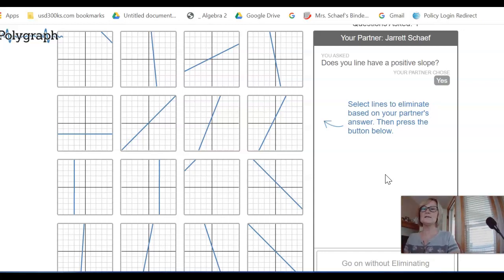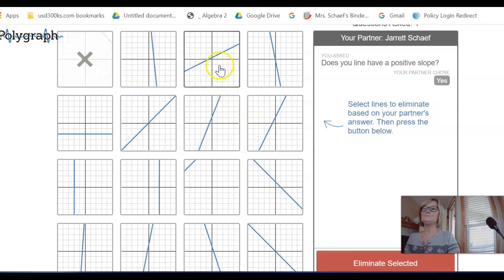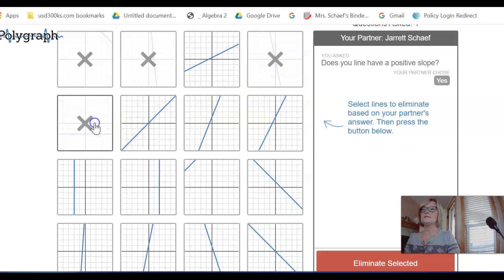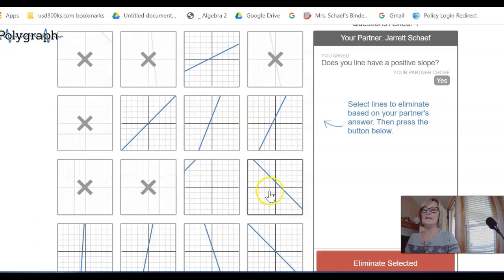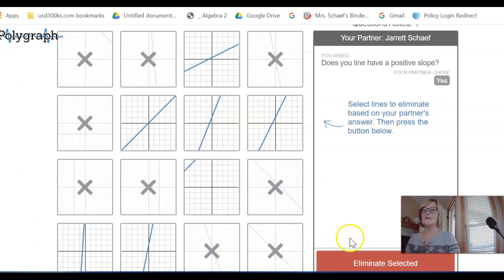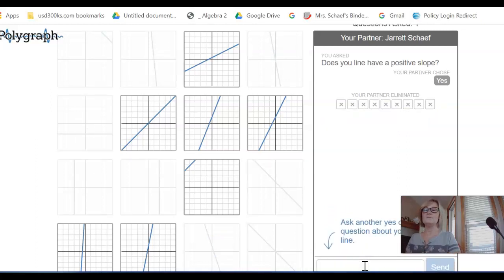So he says yes. So then what I'm going to do is I need to go through and eliminate everything that does not have a positive slope. So these are all negative slopes. This is a 0, and so forth. So I'm going to go through and eliminate everything. Okay? So I've eliminated my stuff.